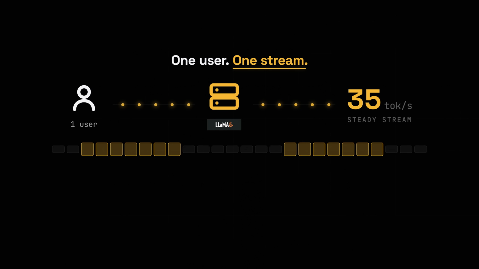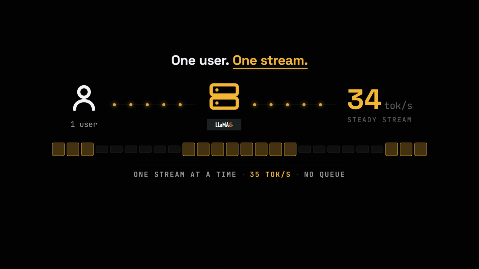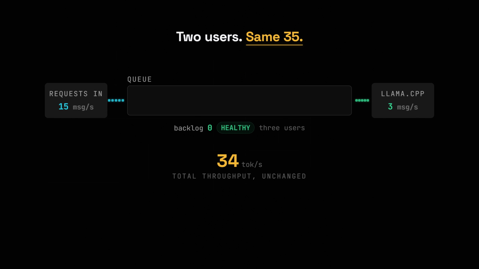Then a second person hits the same server, and a third. This is where the story turns. llama.cpp was built to run one stream at a time, so the total throughput barely moves. 2 users don't buy you 2 users of work, they mostly line up and wait their turn.